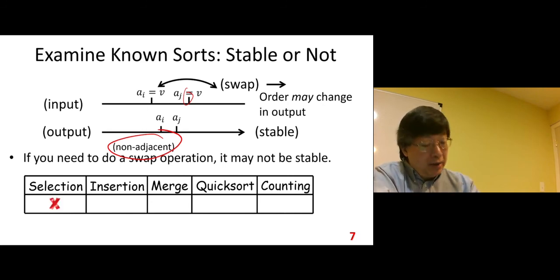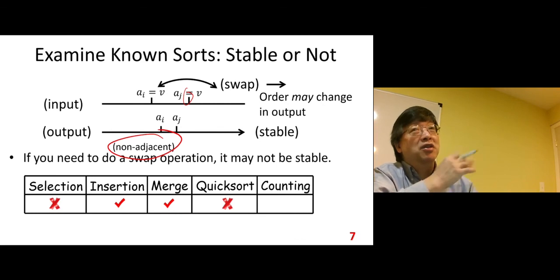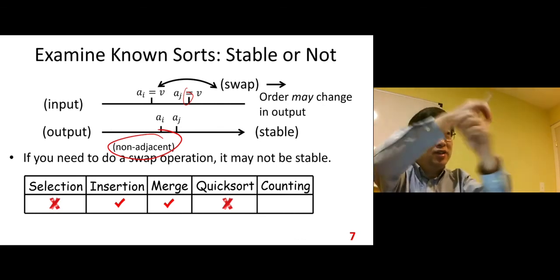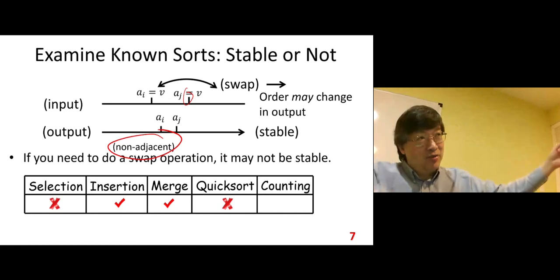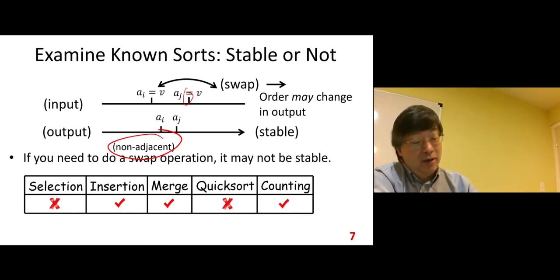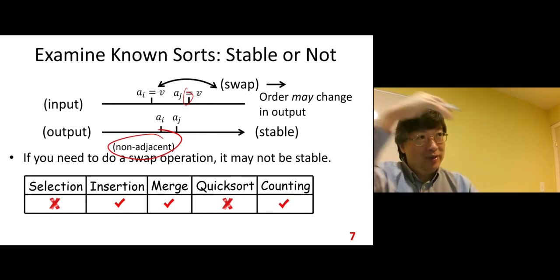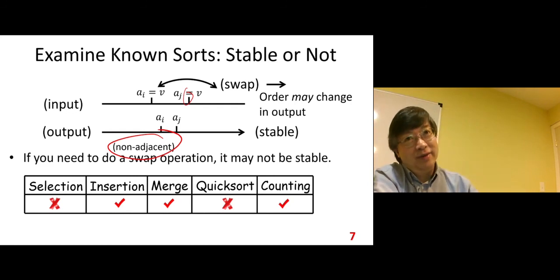Next, insertion sort. In insertion, we do not do any swap, so we are safe. It is stable. Merge sort, we do not do any swap, so it is stable. Quicksort, we need to do swap, and it is a non-adjacent, long-distance swap, so it is unstable. Counting sort, think about it: do we do any swap? We don't.